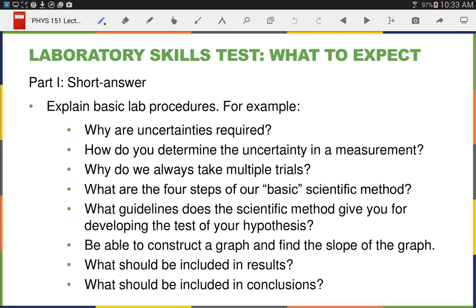Things like why are uncertainties required? How do you decide what the uncertainty is going to be? How do you decide what parameters you use for designing your test of your hypothesis? How do you make a graph? You're going to have to actually make a graph, so make sure you label the axes appropriately, draw a best fit line, and find the slope from that best fit line. Remember simple things like don't use any of the points that are given to you to find that best fit line. So that's the first part.